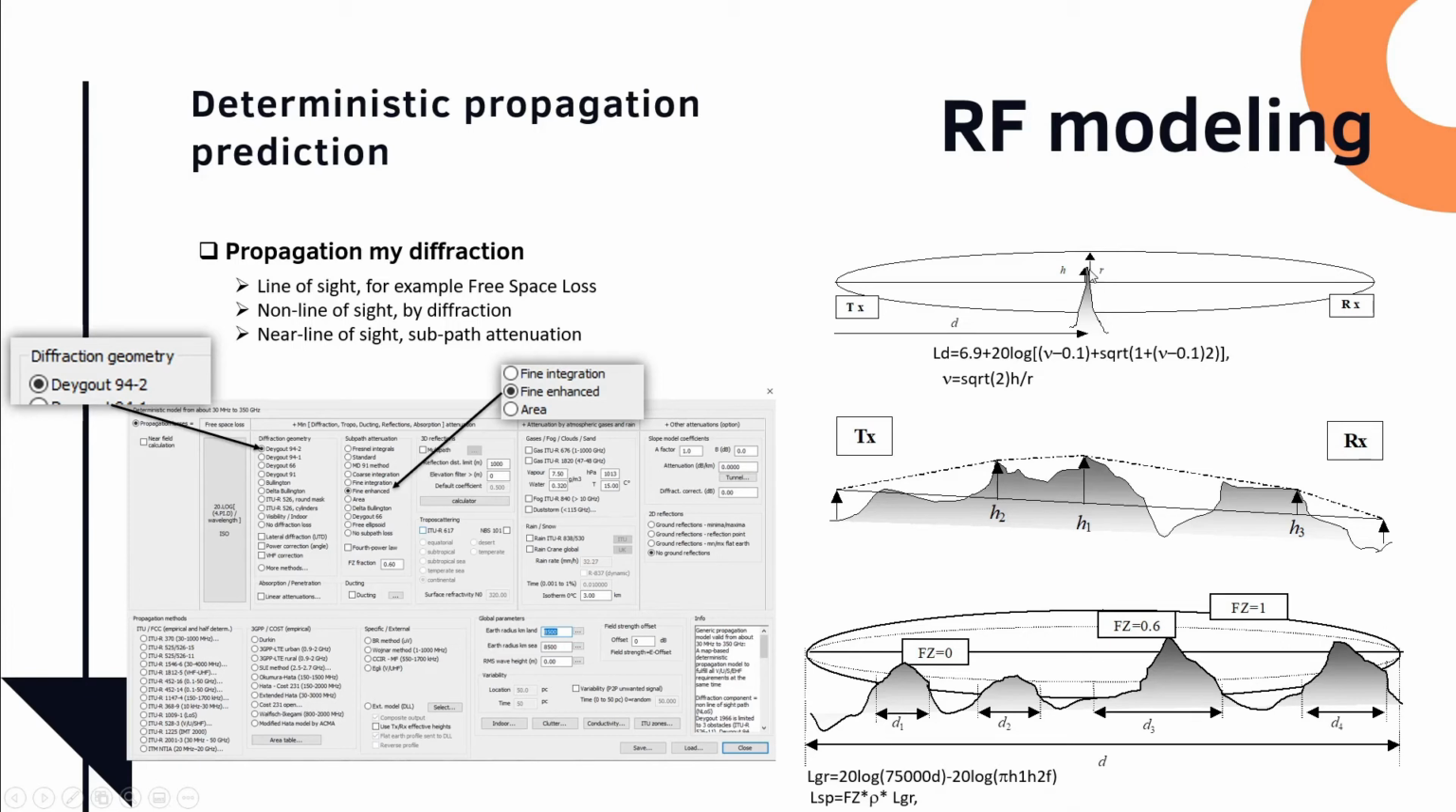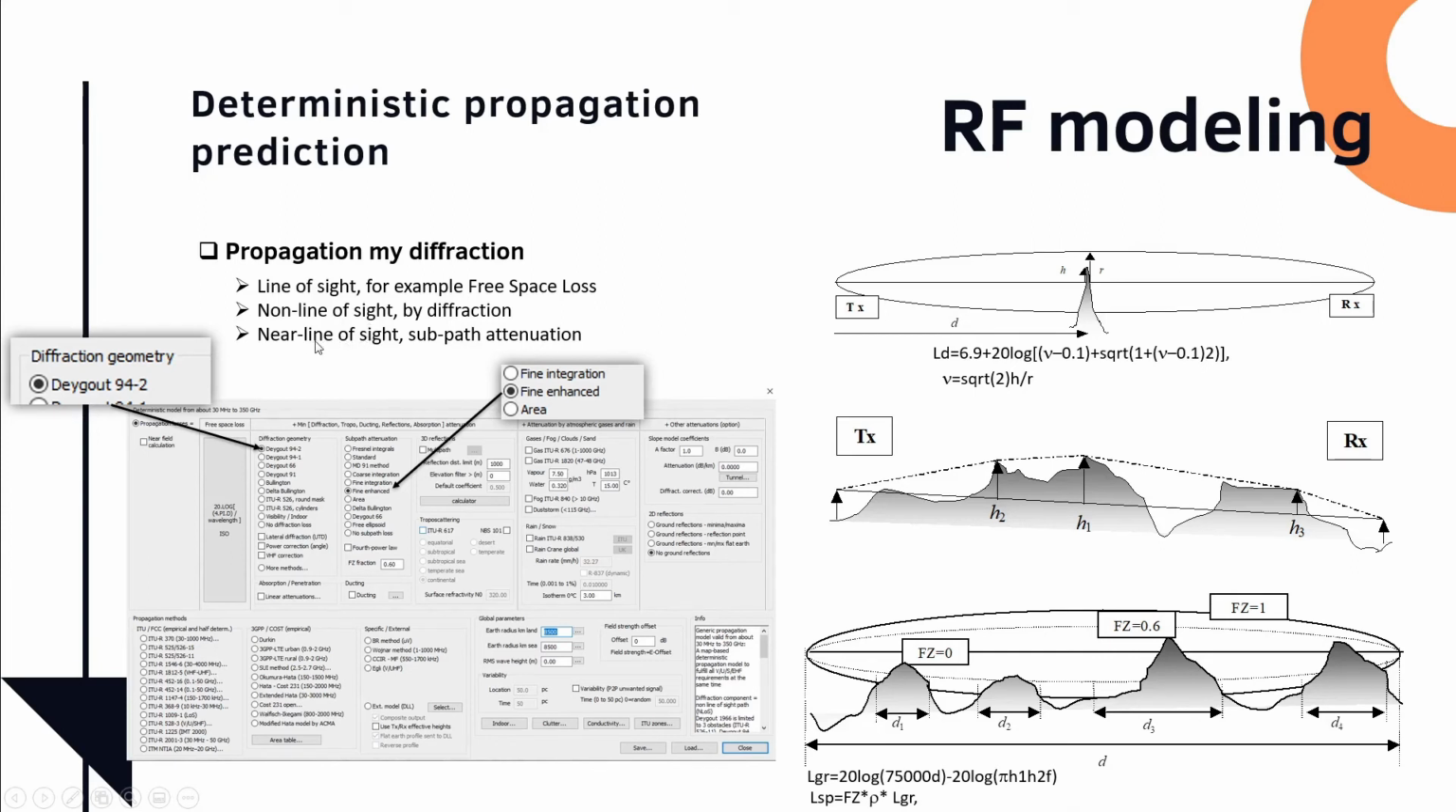Okay, this is the clearance ratio, so how much the obstacle is obstructing into the Fresnel zone. And this is the diffraction. So this is a single knife edge diffraction, but ATDI uses Deygout 94, which uses multiple knife edges. Okay, so this is adding accuracy to the predictions. Now, there are also cases where you have a combination of line of sight, no line of sight, and near line of sight.